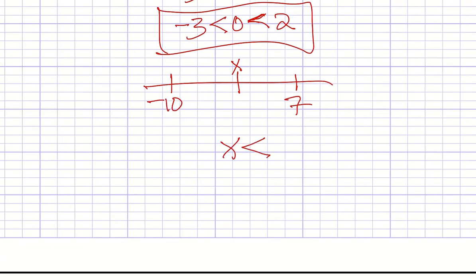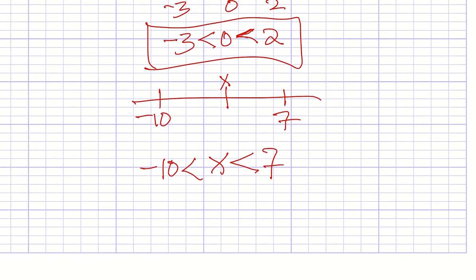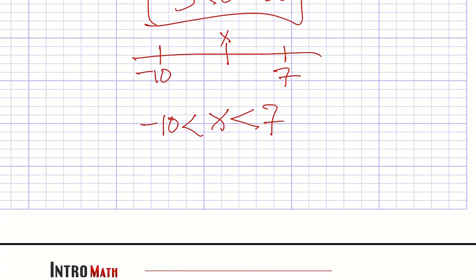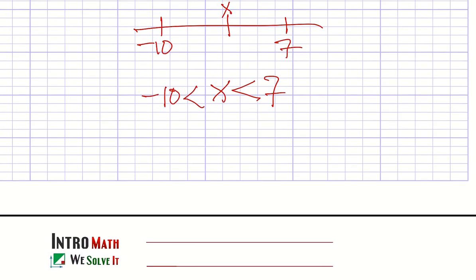Okay, and then we'll say x. X is between, it's called between, right? X is between 7 and minus 10, like that. That's how you write that. X greater than minus 10, x less than 7. You see that, right?